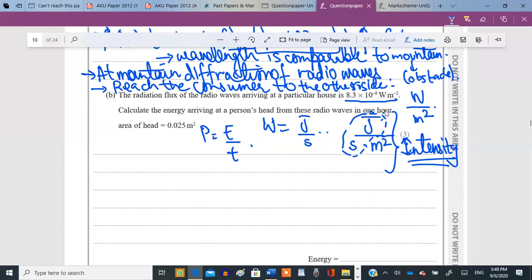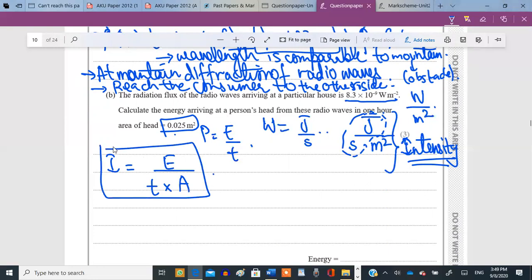Now they've given us the intensity of the wave which is reaching the house. Calculate the energy arriving at a person's head from these radio waves in 1 hour. The area of the head is given to you. So they've given you the area, they've given you the time. All they want you to do is just calculate the energy. Simple. What's the formula for intensity? Intensity is equal to energy upon time multiplied by area. This is the formula for intensity as we just figured out.